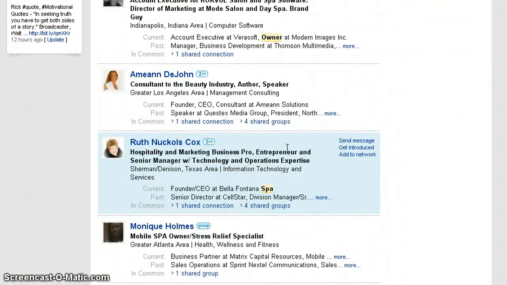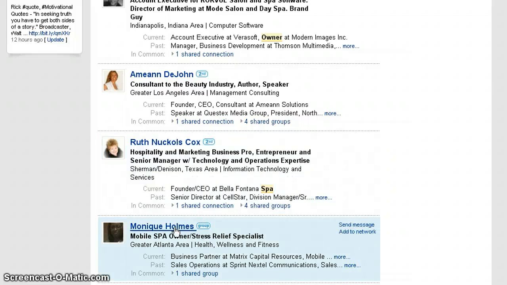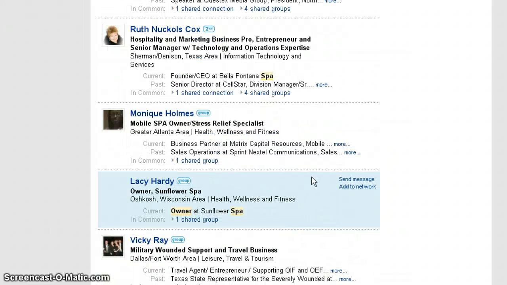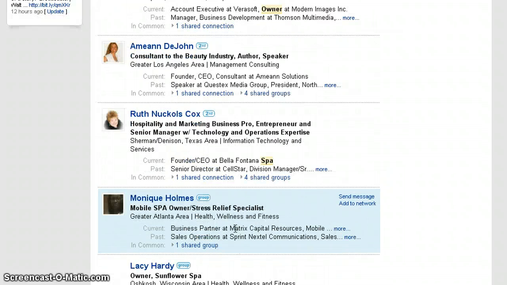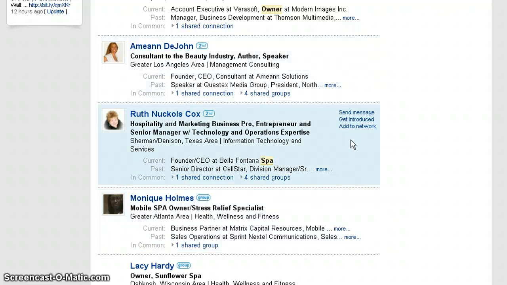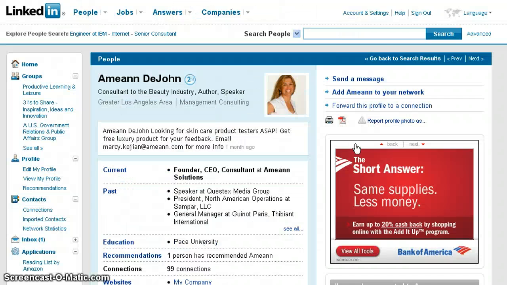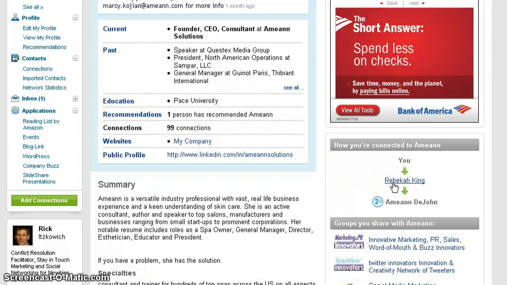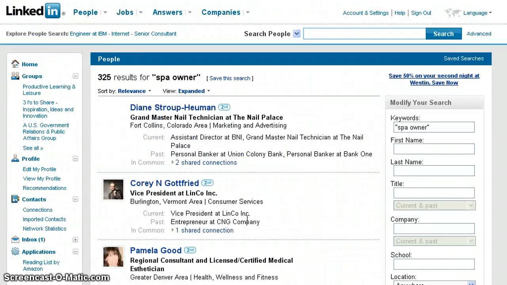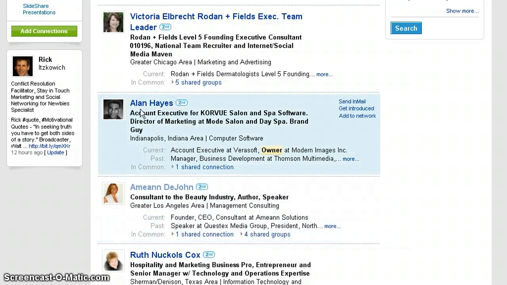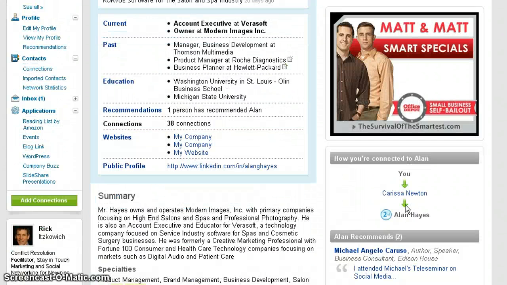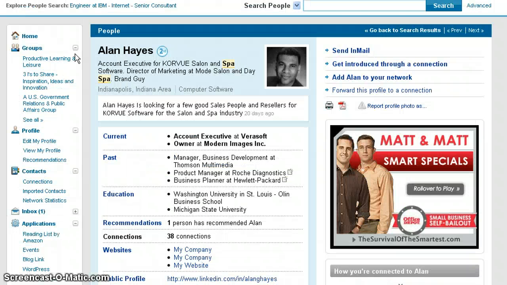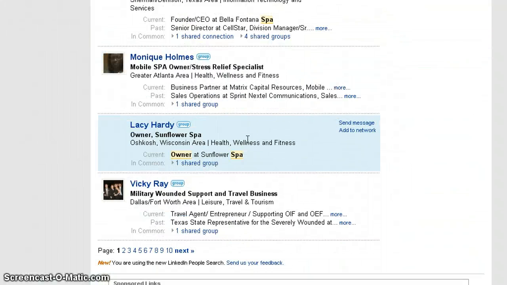It looks like most of these are second degree. Some of them are in a group. We're together in one of the groups. We share a group, which means I can email them directly if I know them. All right, I don't know these people very well. Let's see, Amy Ann Dijon. Rebecca King. I don't know Rebecca that well, so I wouldn't use that. Let's see, how about Alan Case? And Alan Case, Carissa Newton, same thing. I don't know her very well.